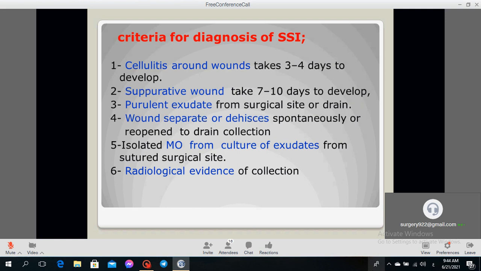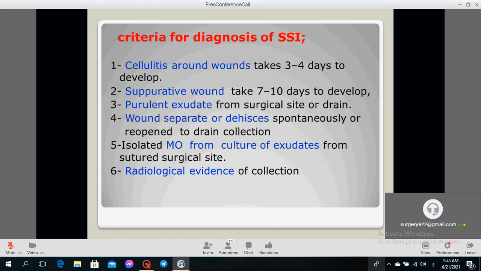The second is a suppurative wound, meaning pus collection or pus discharge starts. This takes up to 10 days to develop after surgery. Or we have purulent exudate. For example, surgery for a bowel tumor with resection and anastomosis, and we left a drain inside the abdomen. After a week to 10 days, pus starts coming out from the drain. This is an alarm and indicator of surgical site infection. Or we have wound dehiscence. The wound, after day 5, starts to open up. This we call surgical site infection.